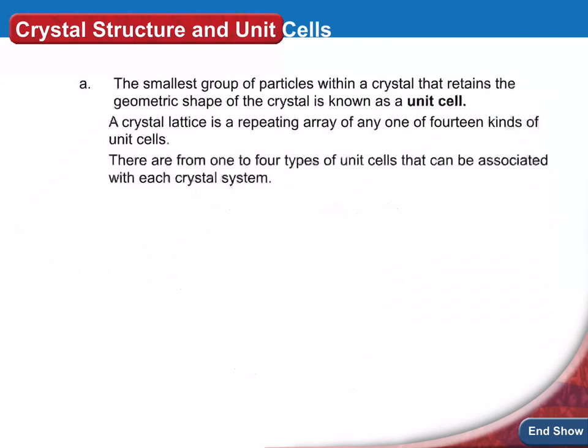The smallest group of particles within a crystal that retains the geometric shape of the crystal is known as the unit cell. So the smallest unit that you can get to be repeating over and over and over again, that is the unit cell. There are 14 kinds of unit cells. There are from 1 to 4 types of unit cells that can be associated with each crystal system.